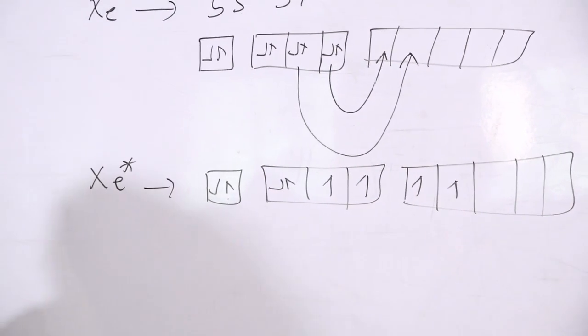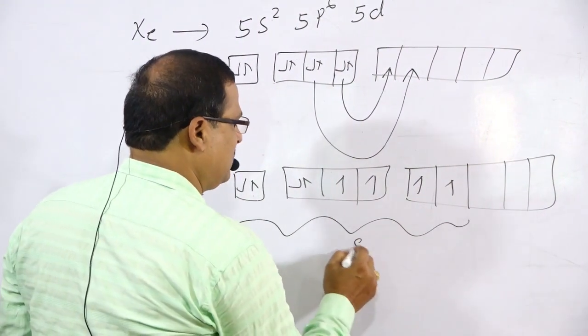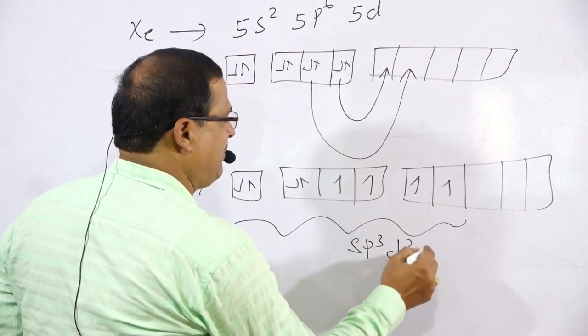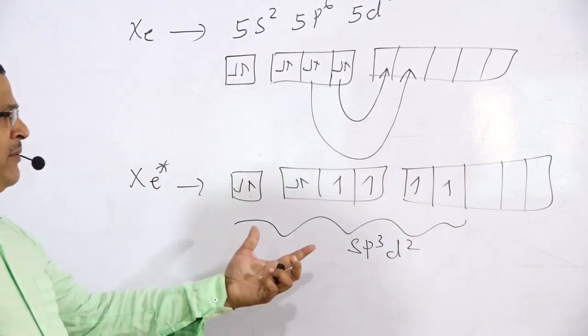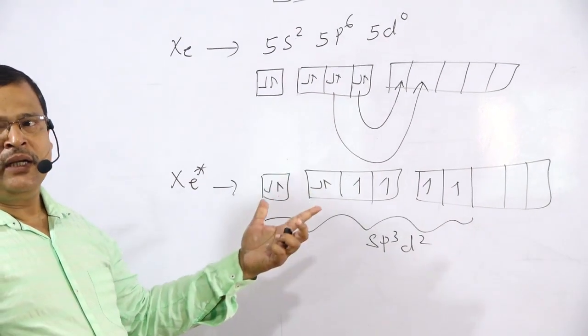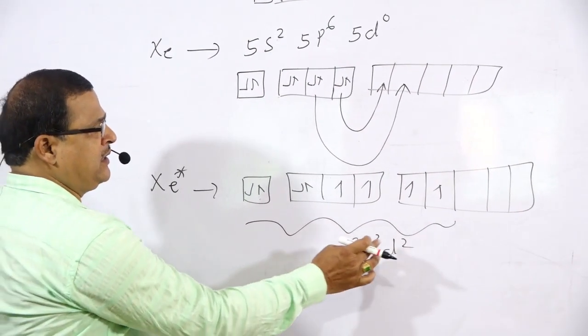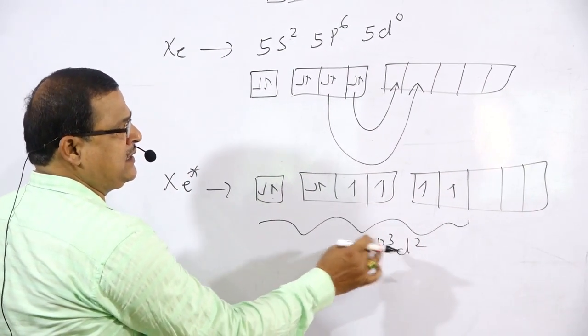Then what about the hybridization, that is sp3d2 hybridization. Also we have derived this hybridization by the application of the same formula. How many hybrid orbitals are there? 3 plus 2 plus 1, that is 6.